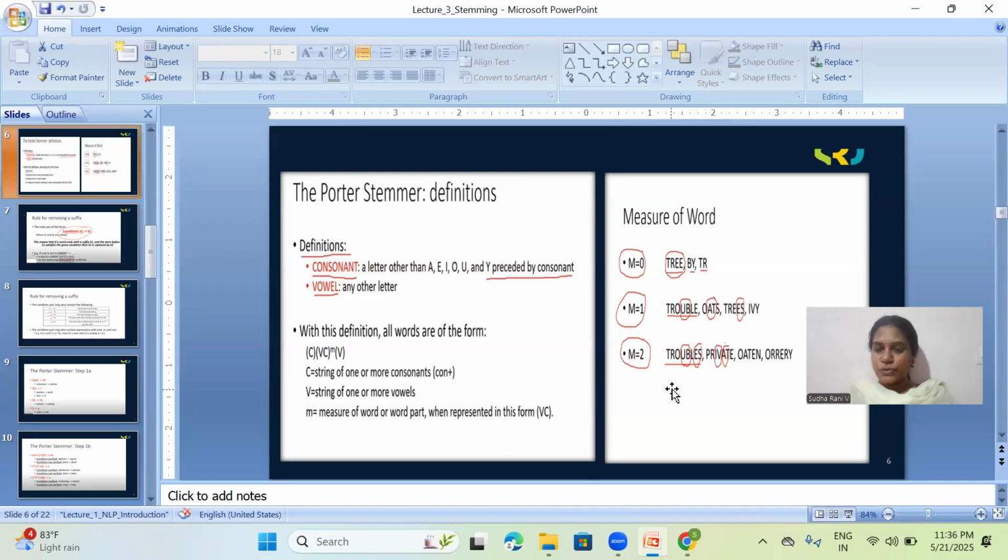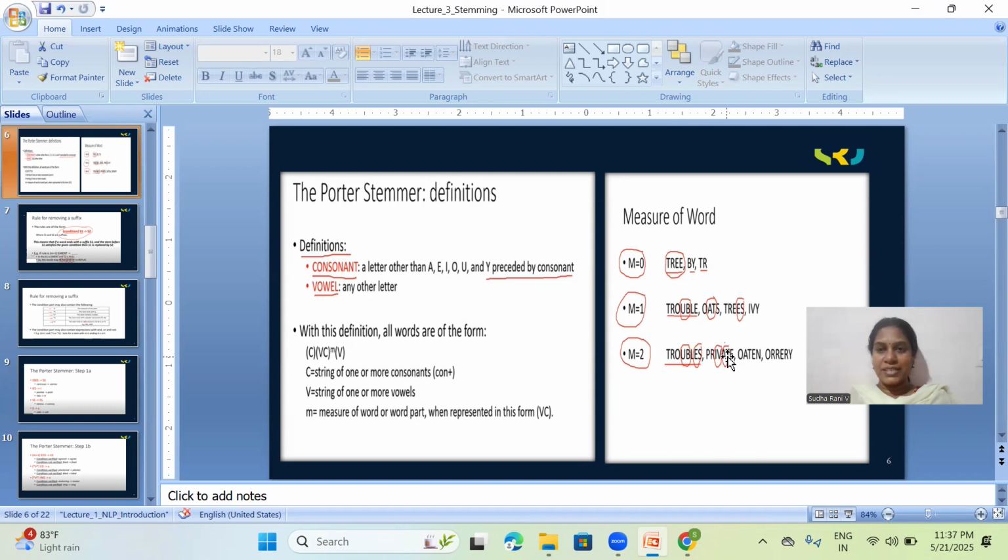But where we see M equal to 2, in troubles, we have the same single word where the combination repeats twice: UB and ES. So the value is M equal to 2. And in private, IV and AT, again in a single word the combination repeats twice. So the M value is 2. Like this, we have to take the M values.